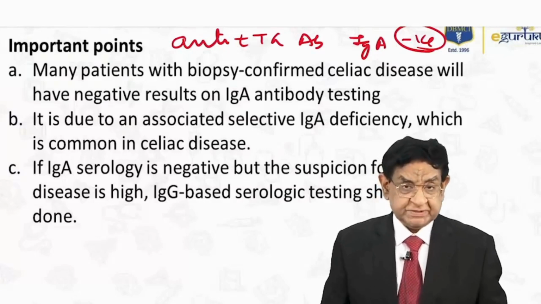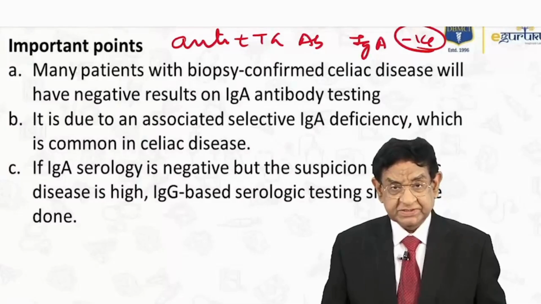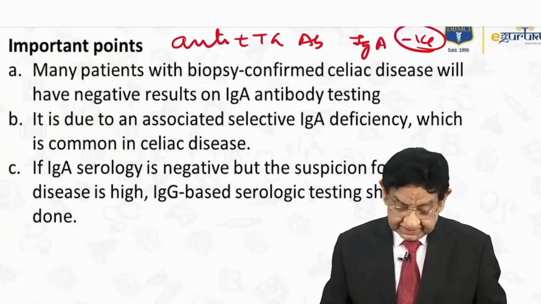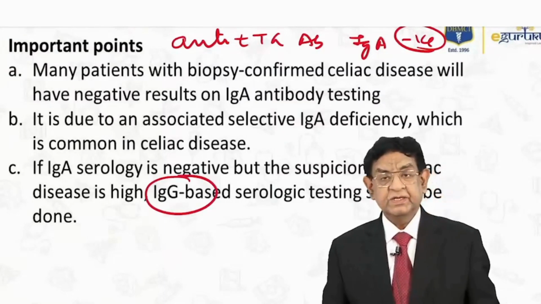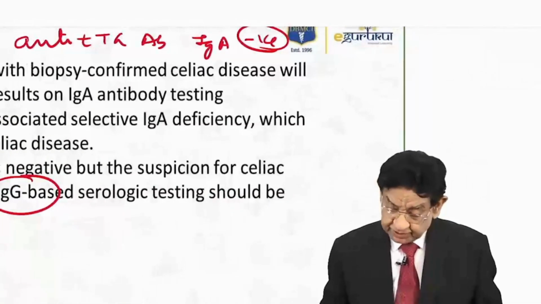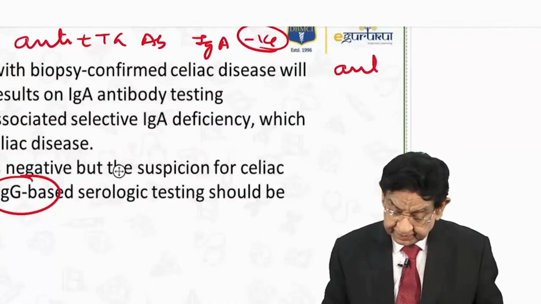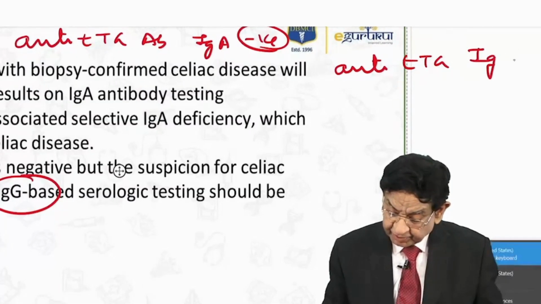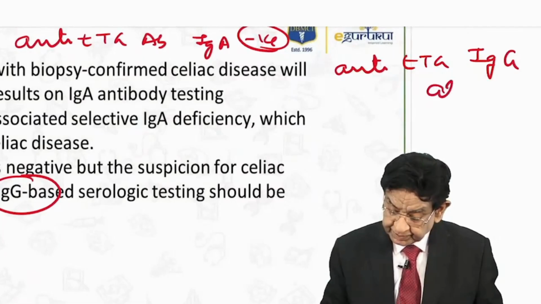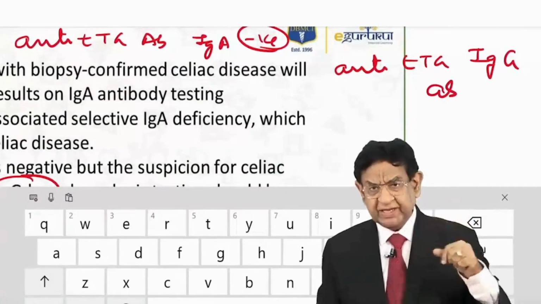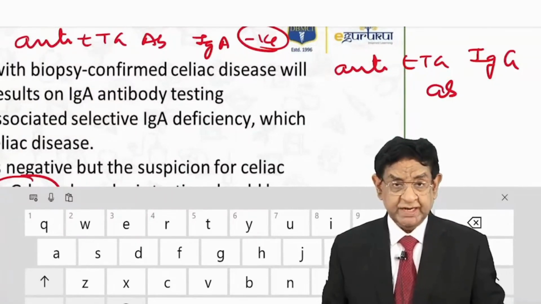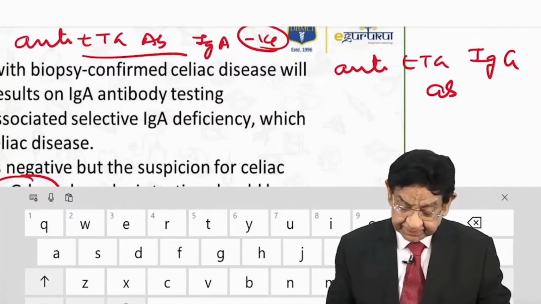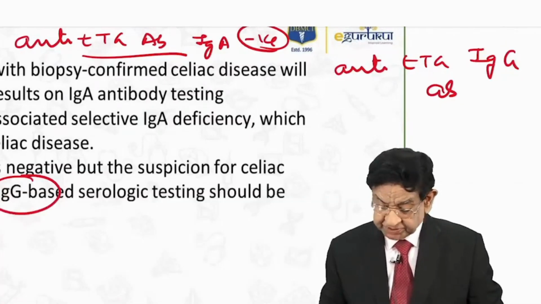But clinically, I'm suspecting celiac disease. What to do? In such cases we'll go for IgG. So I'll say, okay, no issue. You go for anti-TTG IgG antibody. You have to specifically write that I want IgG antibodies. Now, why did it become negative despite strong clinical suspicion?